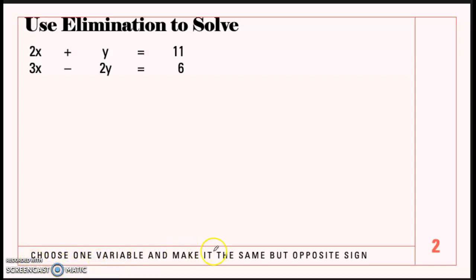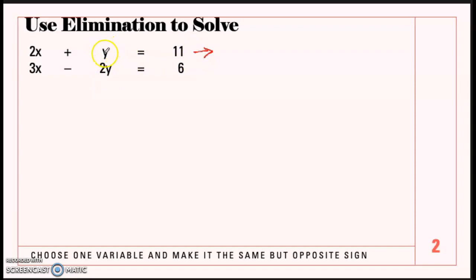Sometimes it's easier. Down at the bottom it reminds you to choose a variable and make it the same but opposite sign. Let me show you what I mean. Let's look at the y's. One's positive and one's negative. If this y was 2y and I added downward, 2y minus 2y would give me 0, then I would have all x's. So I'm going to try and make those y's have the same coefficient but opposite signs. The second one already has negative 2y, so I'm going to convert the first one.